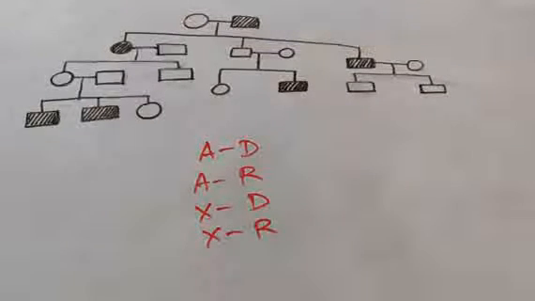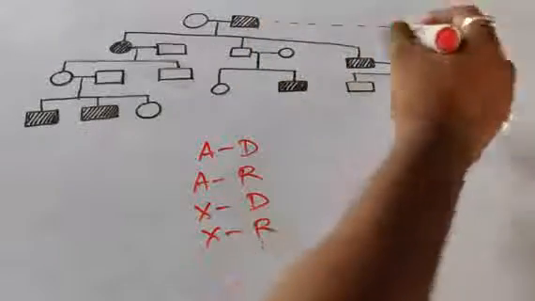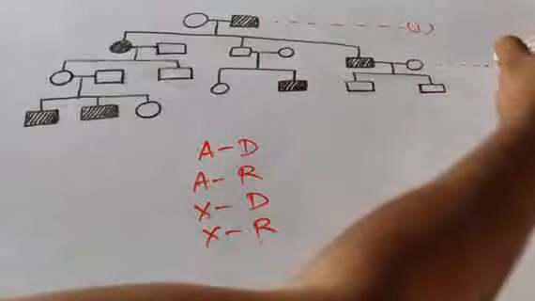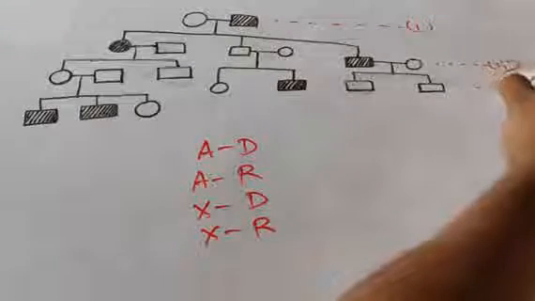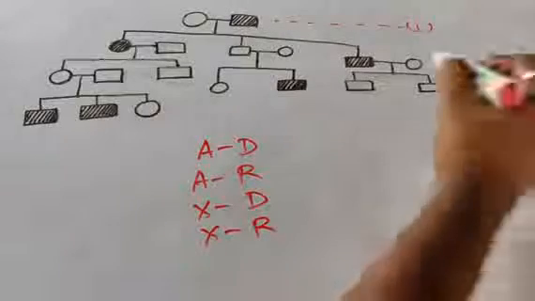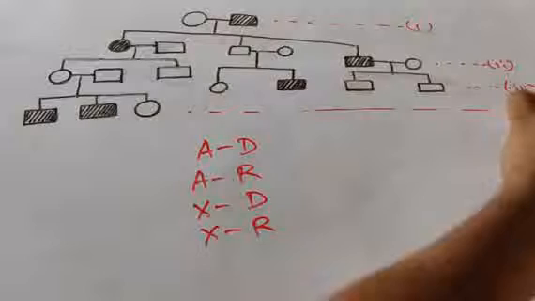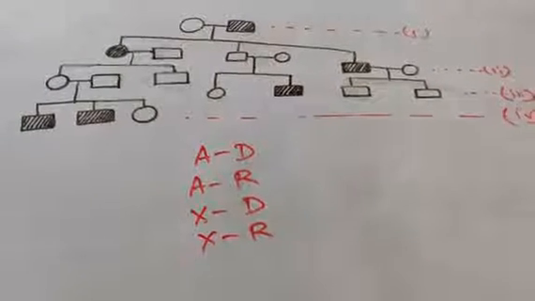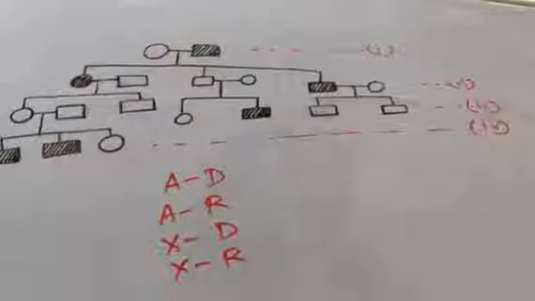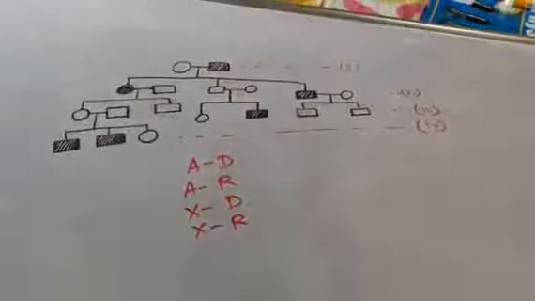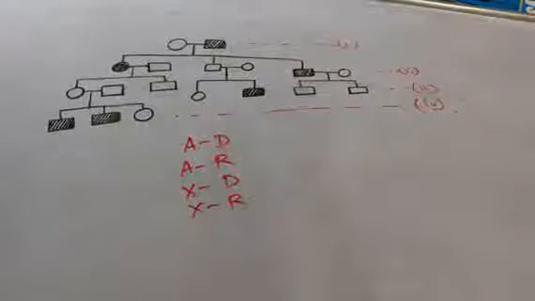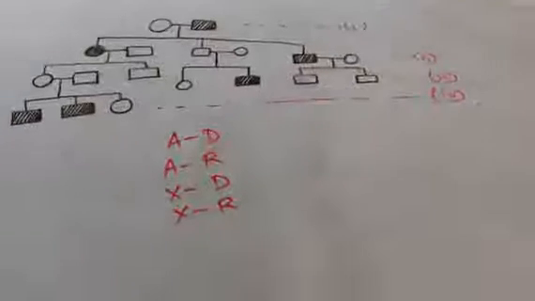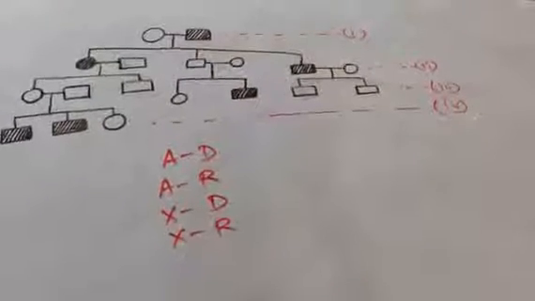Okay, now this is the first generation, this one is the second generation, this one third, and this one is the fourth generation. Okay. Now, how can I analyze it?